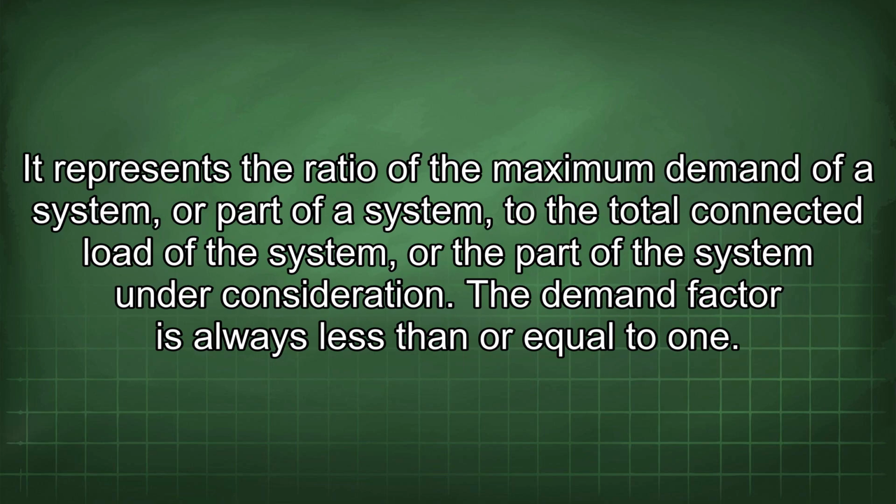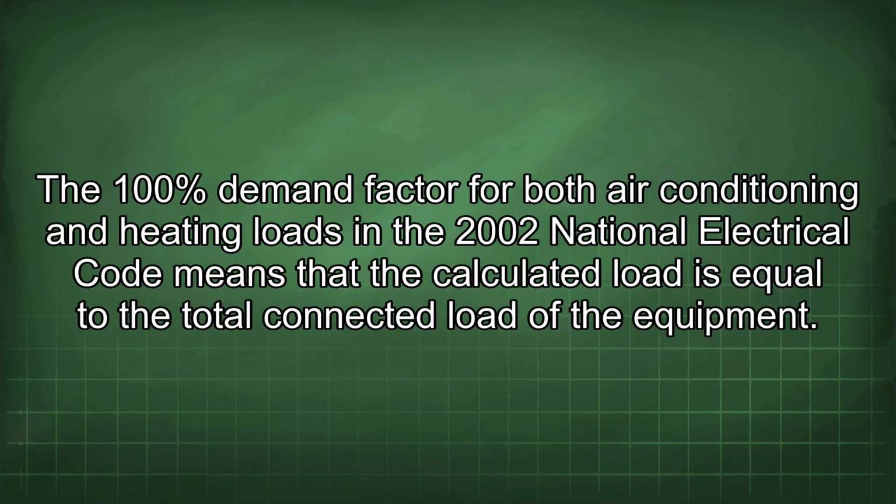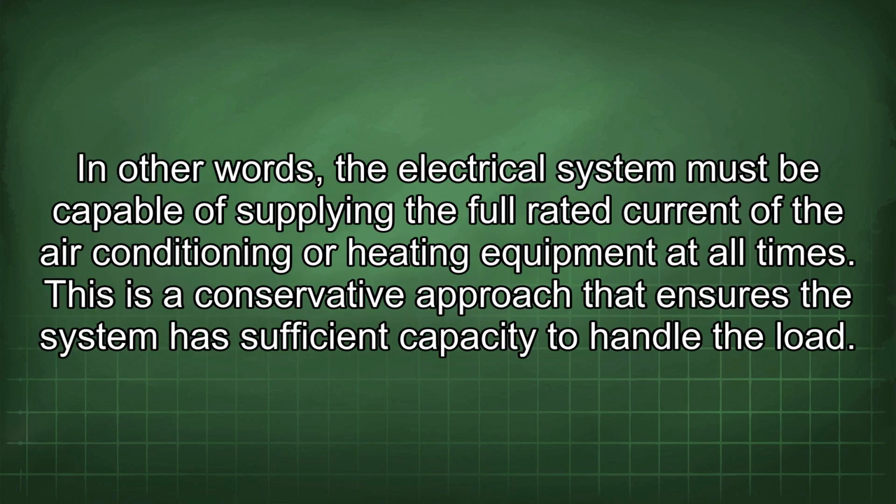It represents the ratio of the maximum demand of a system, or part of a system, to the total connected load of the system, or the part of the system under consideration. The demand factor is always less than or equal to 1. The 100% demand factor for both air conditioning and heating loads in the 2002 National Electrical Code means that the calculated load is equal to the total connected load of the equipment. In other words, the electrical system must be capable of supplying the full rated current of the air conditioning or heating equipment at all times. This is a conservative approach that ensures the system has sufficient capacity to handle the load.